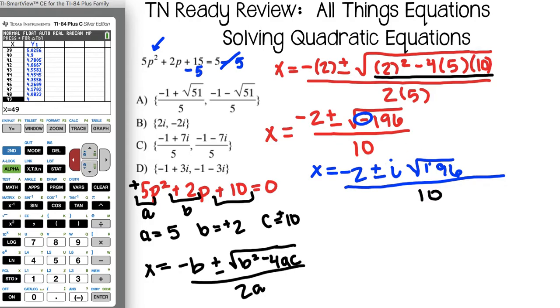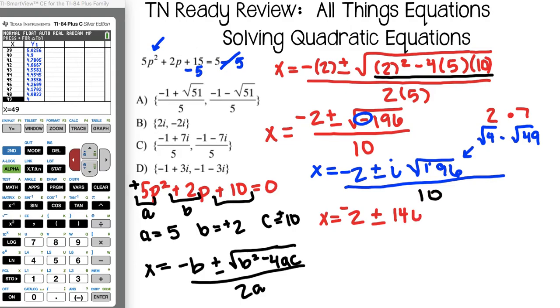So basically, I know that this right here is the square root of 4 times the square root of 49, and I'm going to use that to rewrite my answer. So I've got x is equal to negative 2 plus or minus. I know that the square root of 4 is 2 and the square root of 49 is 7. And I know that 2 times 7 is 14. And then don't forget your i, all over 10. Okay, so I am almost done.